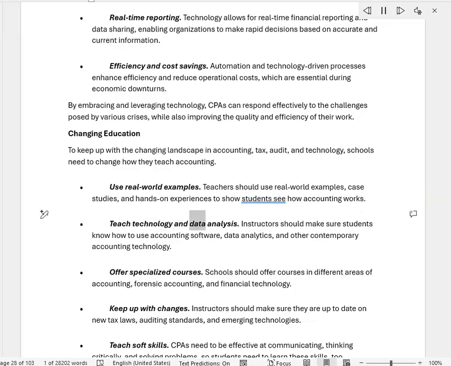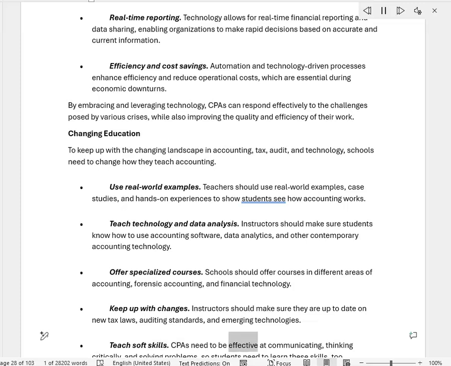Teach technology and data analysis. Instructors should make sure students know how to use accounting software, data analytics, and other contemporary accounting technology. Offer specialized courses. Schools should offer courses in different areas of accounting, forensic accounting, and financial technology. Keep up with changes. Instructors should make sure they are up to date on new tax laws, auditing standards, and emerging technologies.